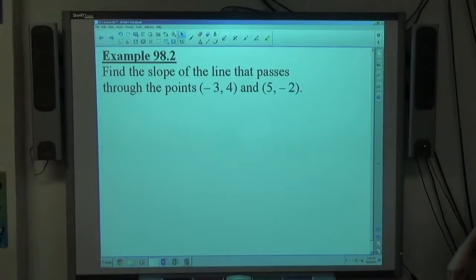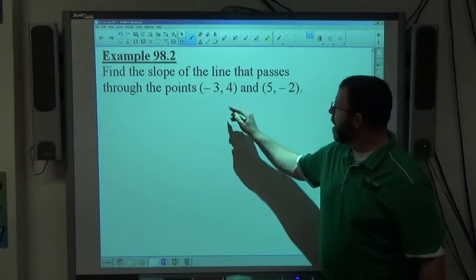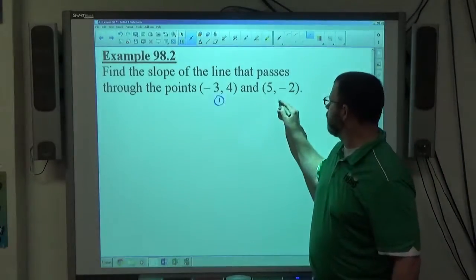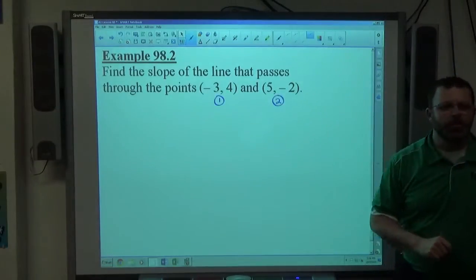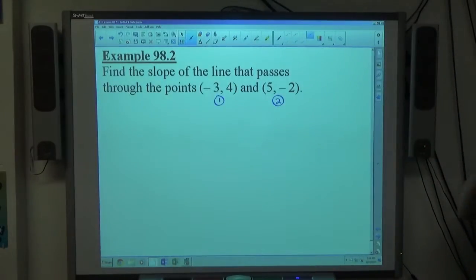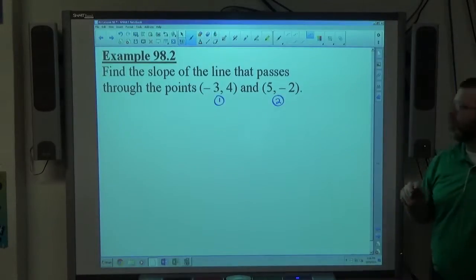So, with that in mind, find the slope of the line that passes through the points negative 3, 4, and positive 5, negative 2. I'm going to call this point 1 and call this point 2. Simply make a decision. You don't have to actually write down your decision, but mentally make a decision what point 1 and point 2 are.